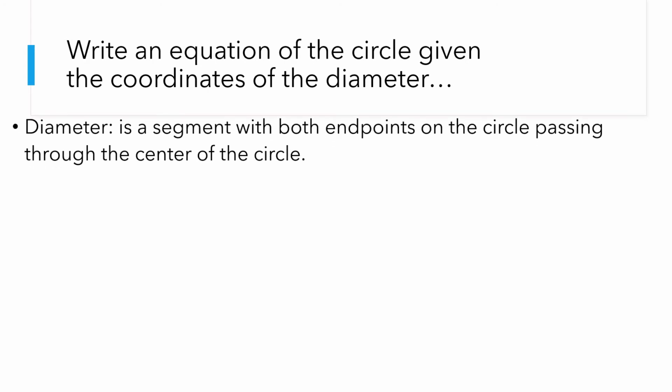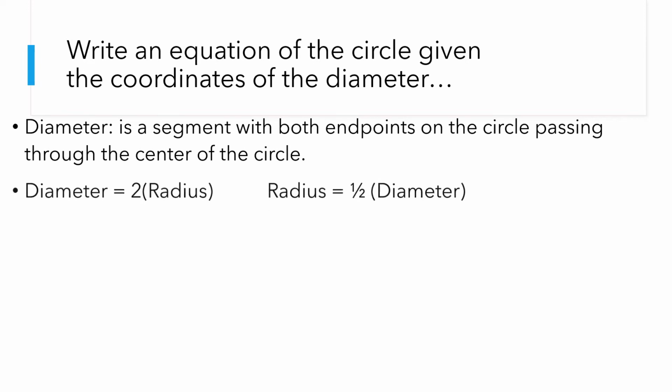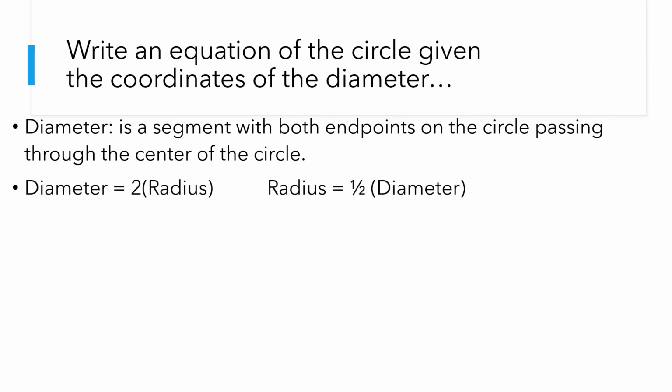It says write an equation of a circle given the coordinates of the diameter. So this is going to mean a few things. You have to first think about a circle. Let me give you a quick sketch. Here's my circle. Hopefully everyone knows that this is the radius, and the diameter would go all the way across. So it's a segment with both endpoints on the circle, and it has to pass through the center. So the diameter is a combination of 2 radii, this one and this one.